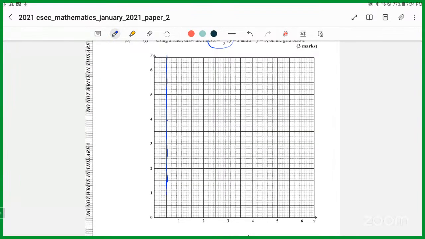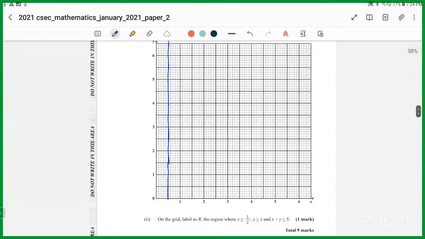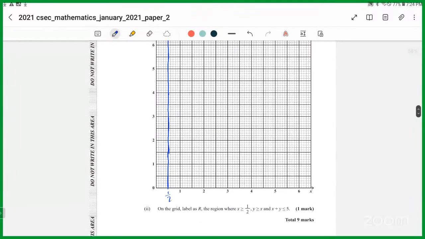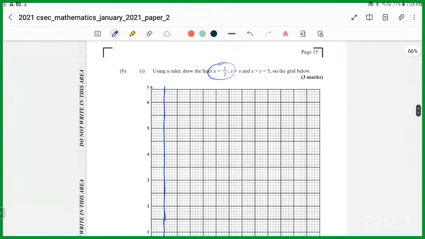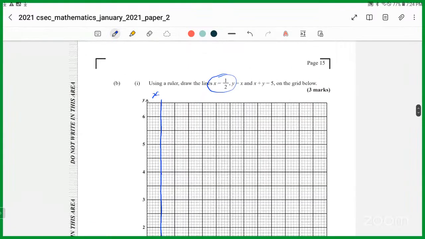You have to use a ruler and do it. Don't do it friendly like me. Down here will be half, and the line is x equals half. You label the line x equals half. That's the first line.